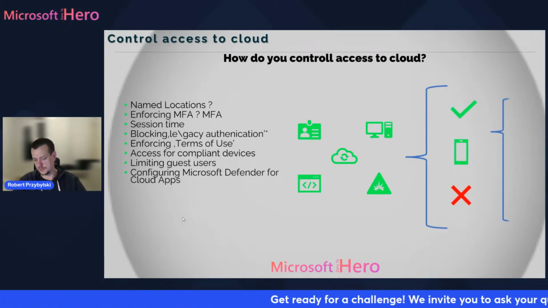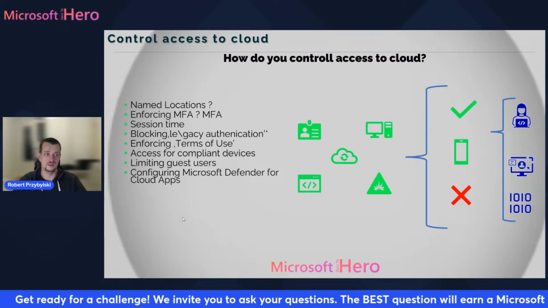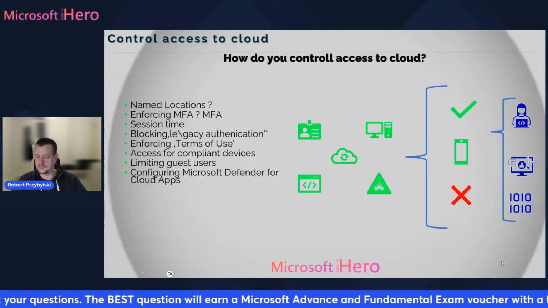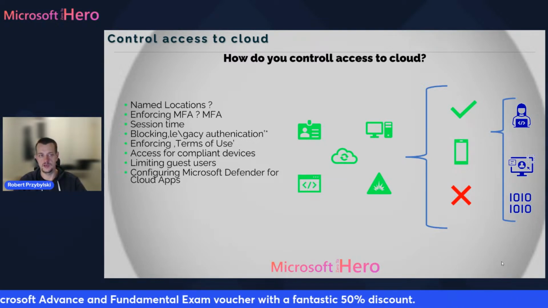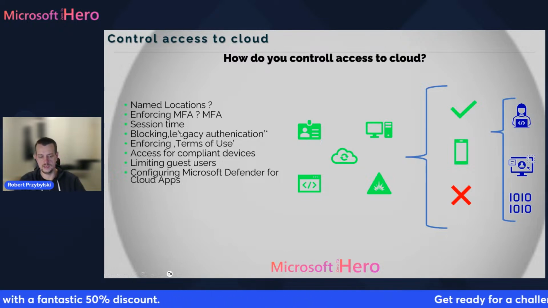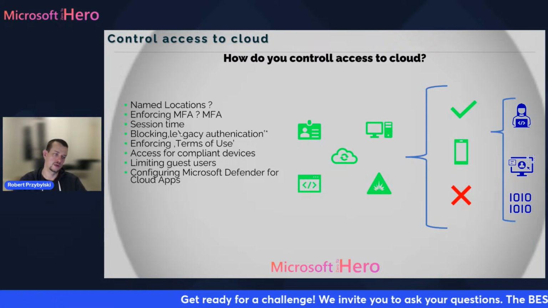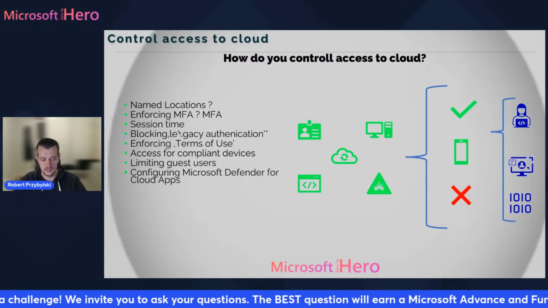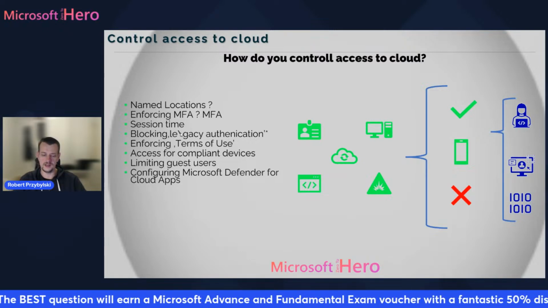We can use named locations, for example. We can enforce MFA. Do you actually use MFA every time? We all know that about 7 days ago, Microsoft released MFA for all admins in Azure, which is very good. But all in all, we still need to block legacy authentication. We need to enforce terms of use. For example, we can allow access only from compliant devices, limit guest users through, for example, identity governance, and configure Microsoft Defender for Cloud Apps. Of course, conditional access on top of it.